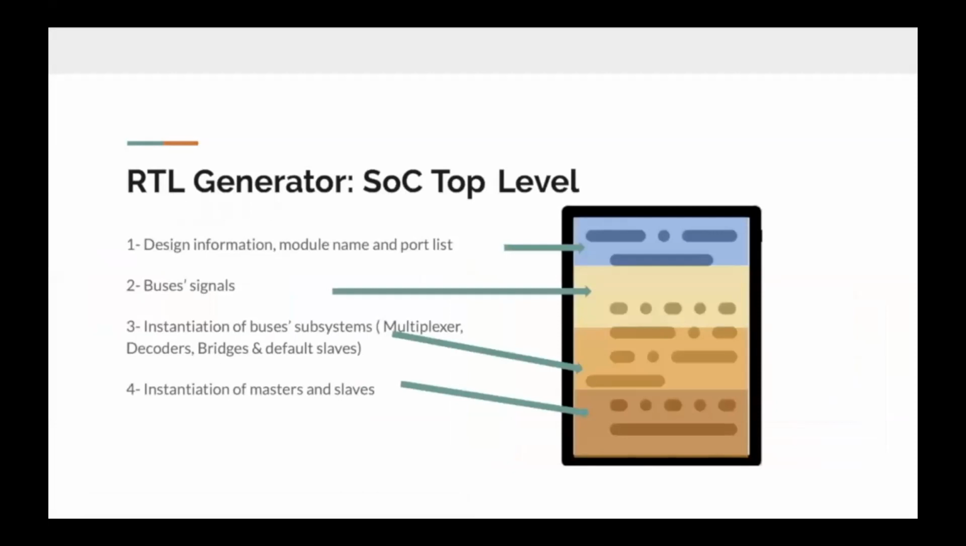First, we have the design information, the module name, and the port list, followed by the bus signals, followed by the instantiations of bus subsystems, such as multiplexers, decoders, bridges, or default slaves. And lastly, we have the instantiation of the masters and the slaves.